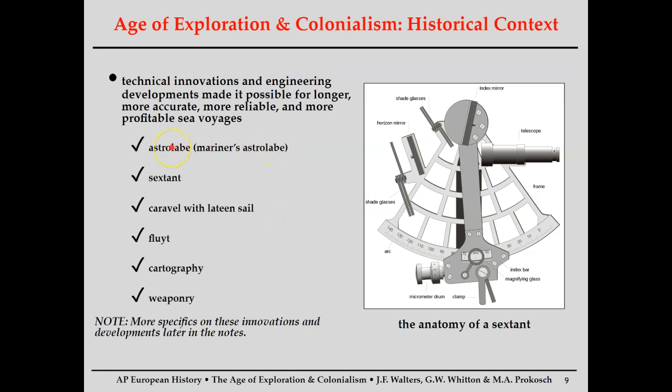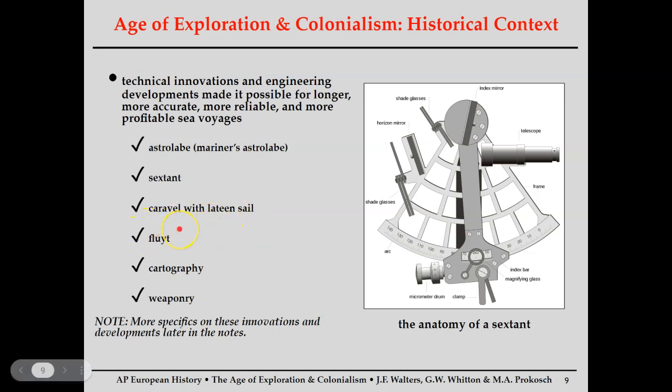So we have a few inventions, and I'll briefly cover them in the other parts of this presentation. But basically, if you have advanced technology that allows people to navigate successfully and also conquer other people, you're probably pretty good. The astrolabe and the sextant are going to allow better navigation. The caravel is going to be a more efficient means of travel with a new type of sail.